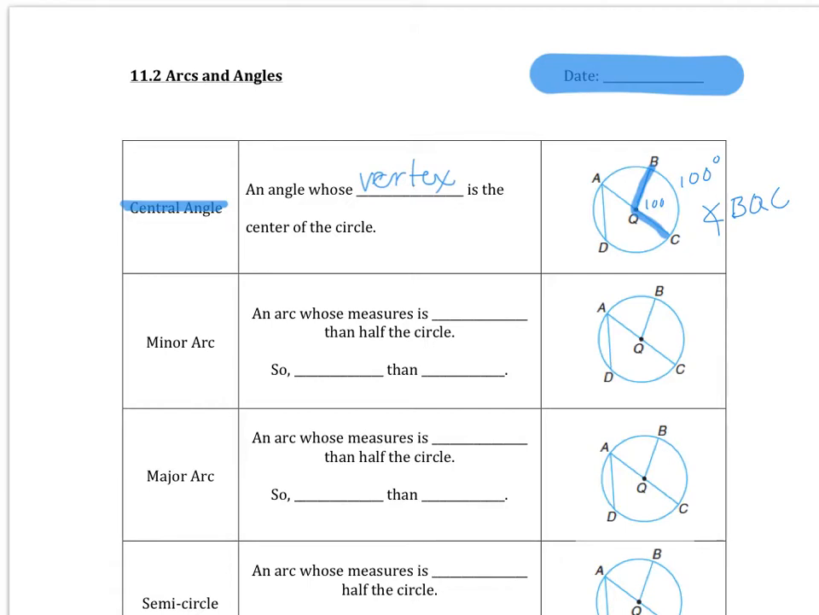Right. Next definition is a minor arc. Minor arc is an arc whose measure is less than half the circle. So less than 180 degrees. Halfway through the circle would be 180 degrees. Usually minor arcs are named with 2 letters, could be done with 3 letters, but this is minor arc BC with an arc over it. Notice that's a little different than our segment, which is that straight line.